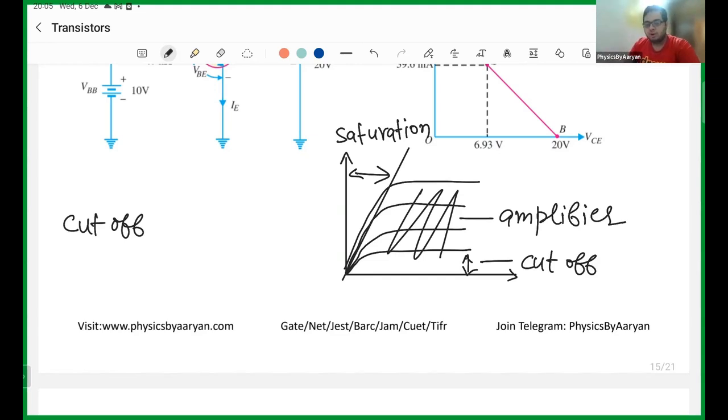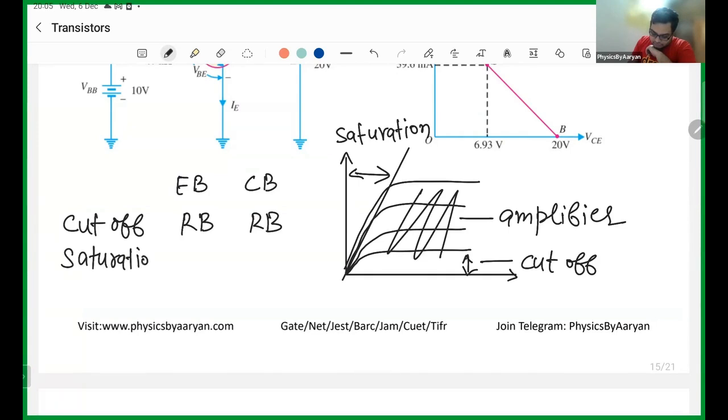Okay. So in cutoff, what happens is that your emitter base junction and collector base junction are both reverse biased. If you somehow move to this region, both your junctions will get reverse biased. If you are in the saturation region, both of them will be forward biased. This is also forward biased. This is also forward biased.